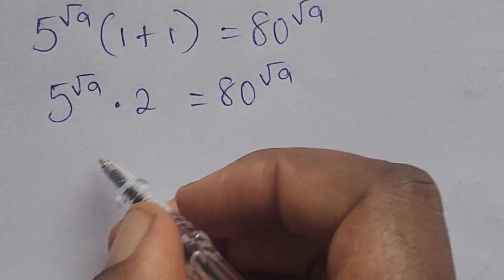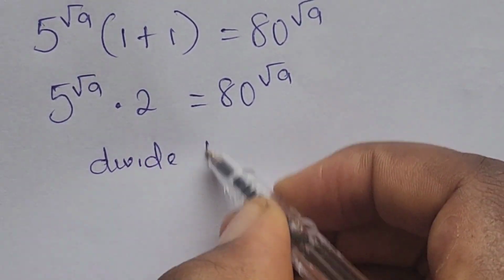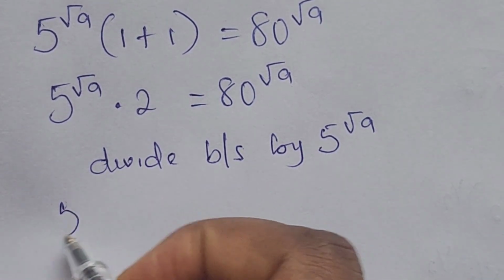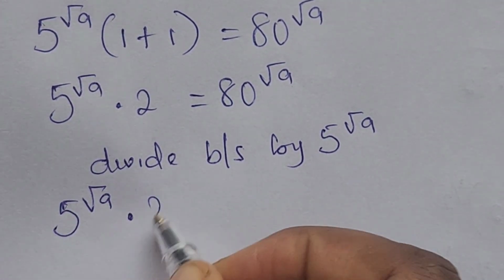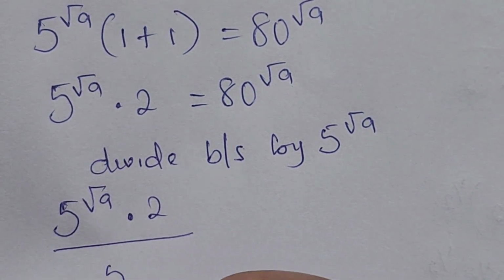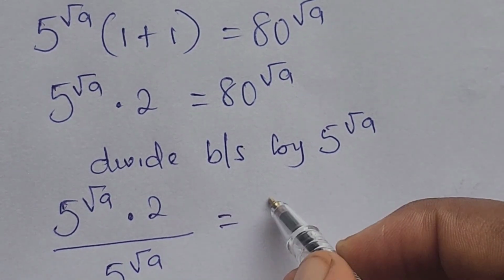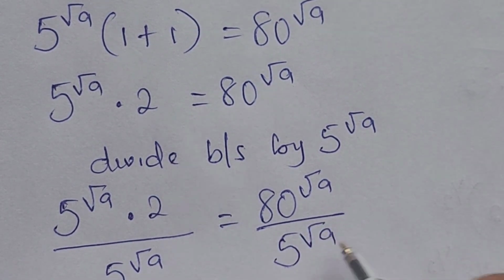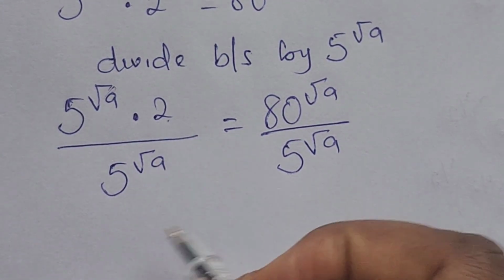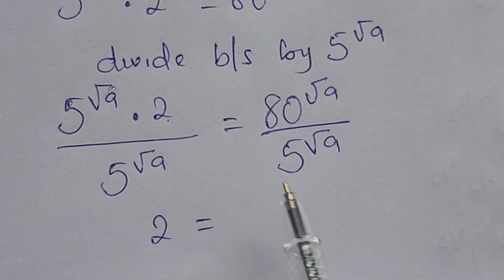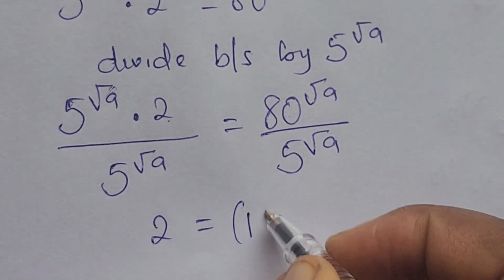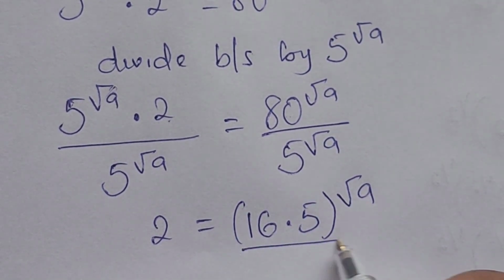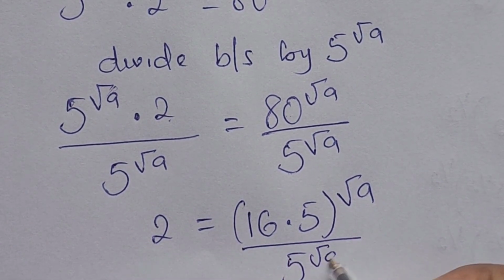Let's divide both sides by 5 to the power of root a to have 5 to the power of root a times 2 over 5 to the power of root a, which is equal to 80 to the power of root a over 5 to the power of root a. This will cancel this. We have 2 left to be equal to our 80, which can be split to be 16 times 5 to the power of root a, all over 5 to the power of root a.